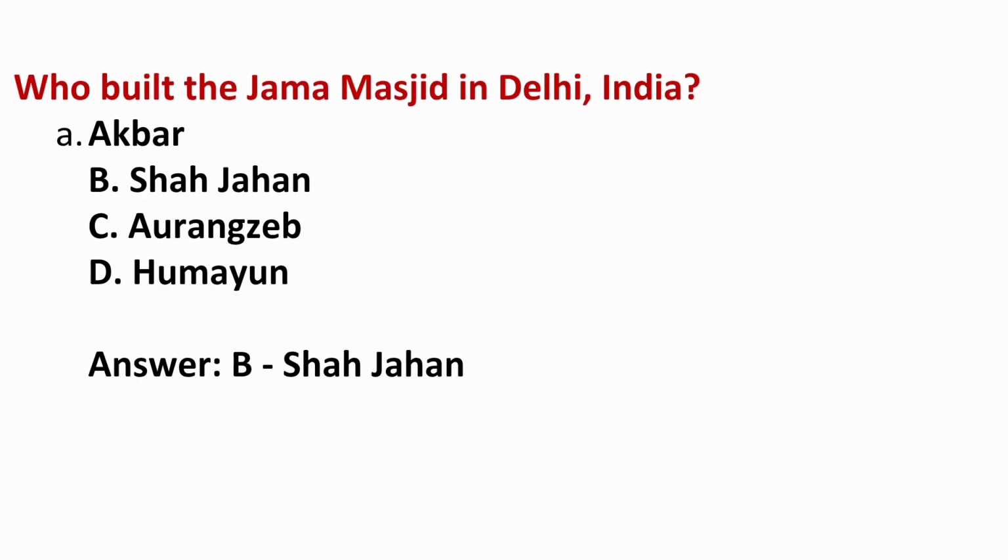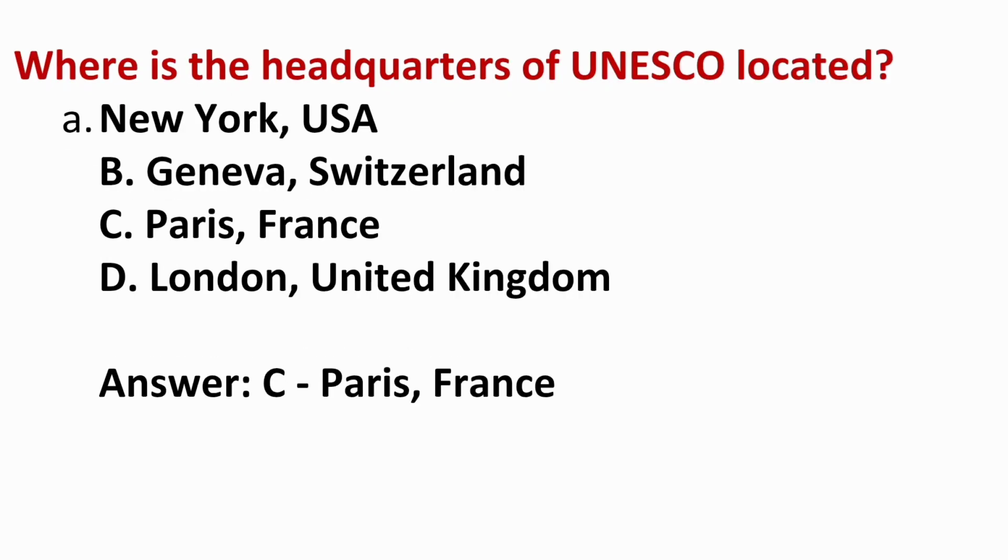Who built the Jama Masjid in Delhi, India? A. Akbar. B. Shah Jahan. C. Aurangzeb. D. Humayun. Answer: B. Shah Jahan.